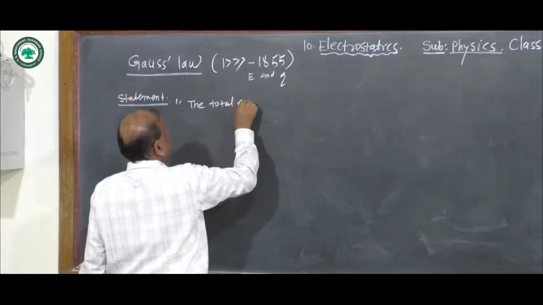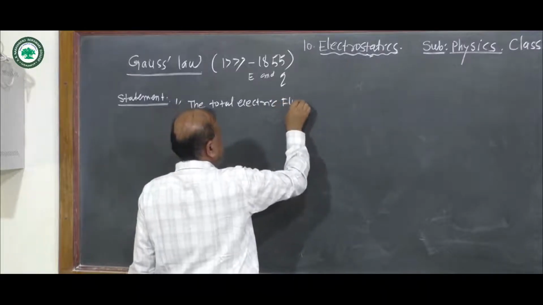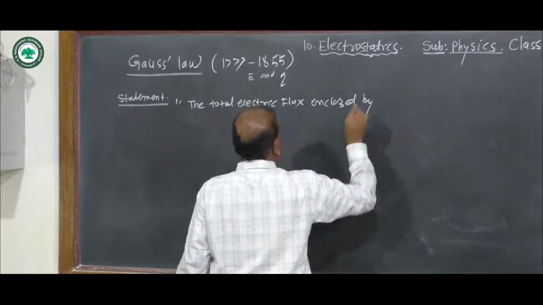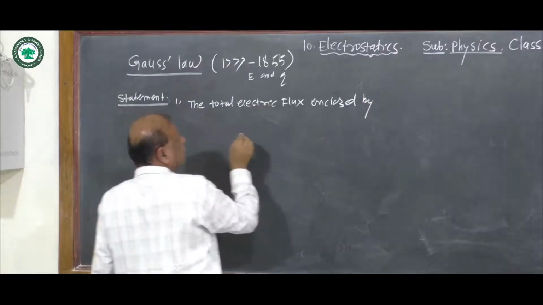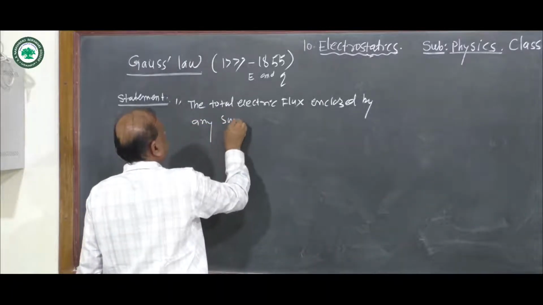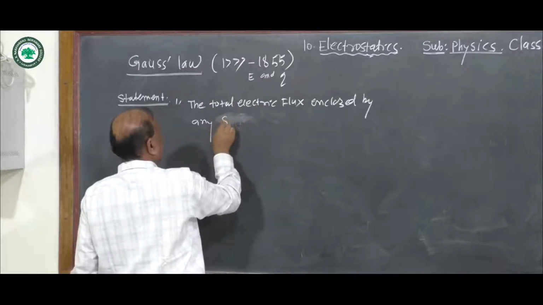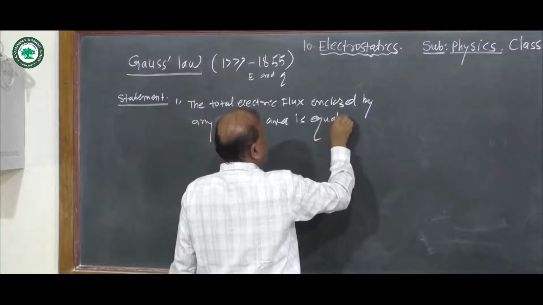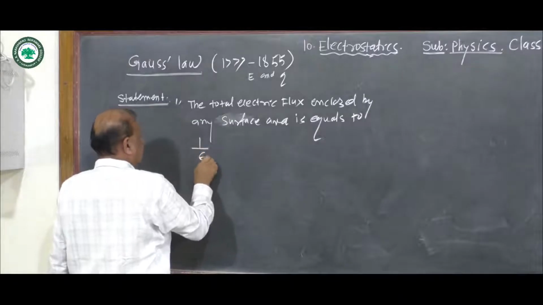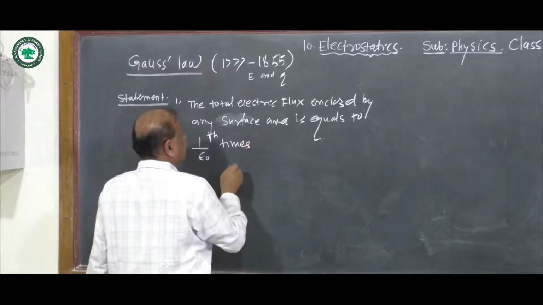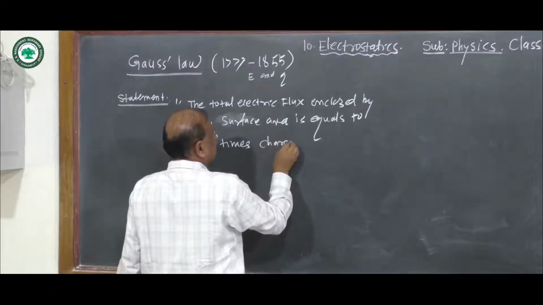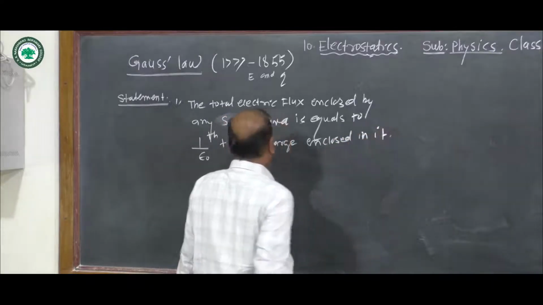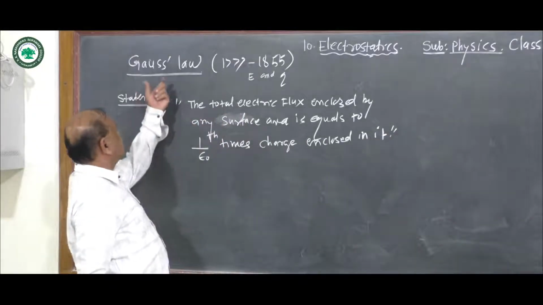The total electric flux enclosed by any surface area is equal to 1 upon epsilon 0 times the charge enclosed in that surface. This is the statement of Gauss law.